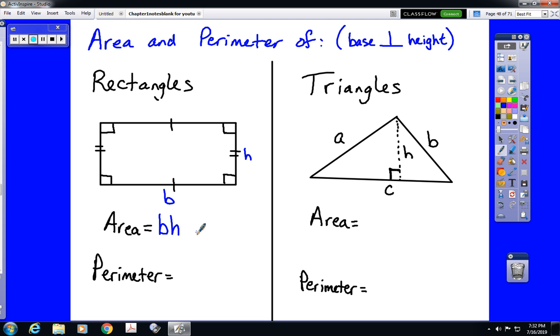Now, there is an equation for the perimeter of a rectangle as well, but I would think you'd be able to add up the sides. Keep in mind that there are two bases and two heights. So the perimeter would be 2 times the base plus 2 times the height.